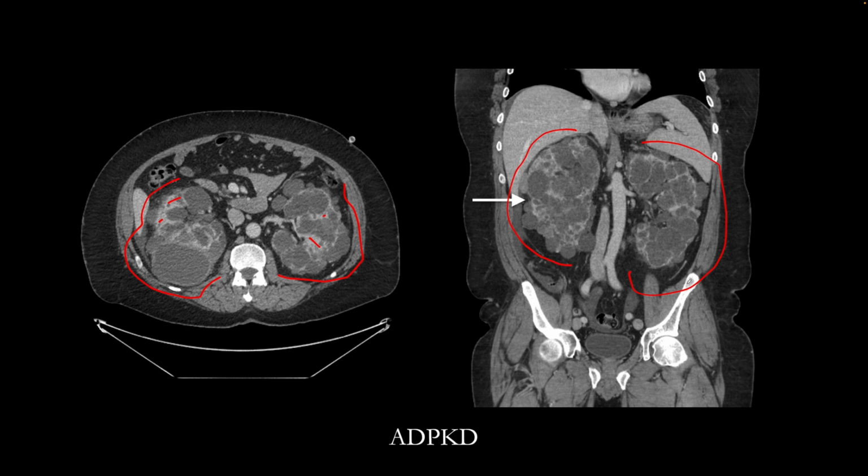These cysts can rupture, leading to symptoms of abdominal pain. They can also undergo hemorrhage that can also cause pain. They can develop infection or acute pyelonephritis, and also these patients are predisposed to developing renal cell carcinoma.